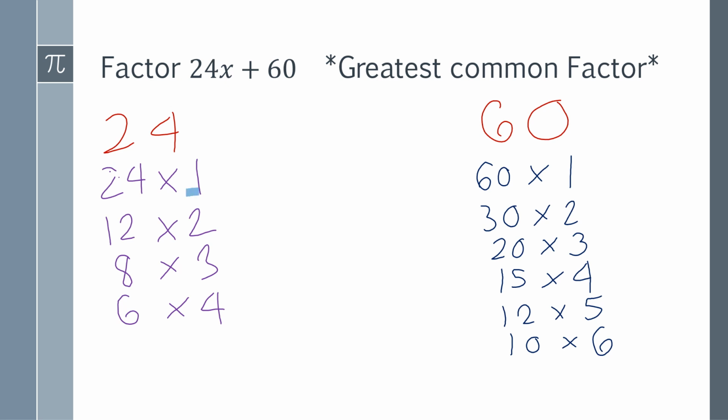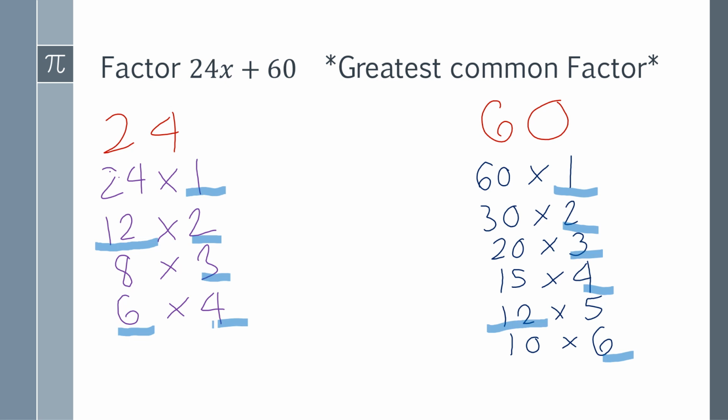Like I know that they have a 1 in common. I know that they have a 2 in common. I know that they have a 3 in common. I know that they have a 4 in common. I know that they have a 6 in common. And then I also know that they have a 12 in common.